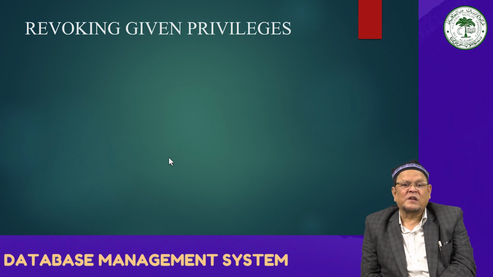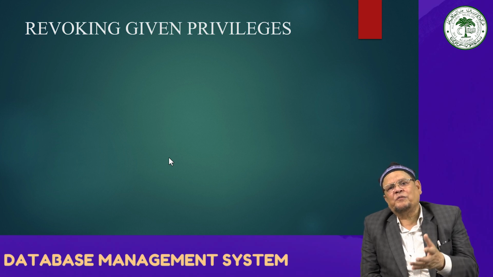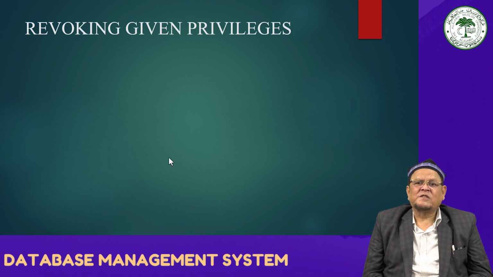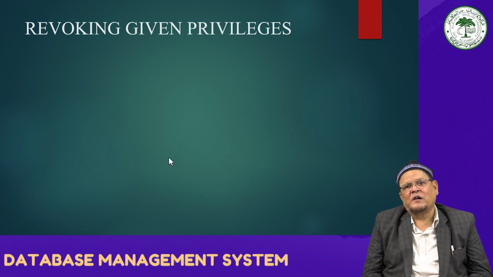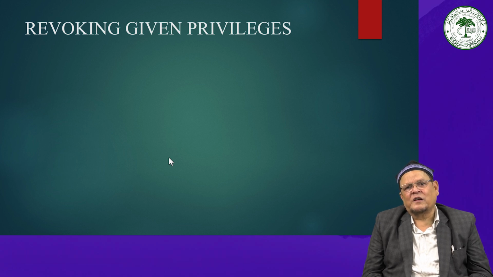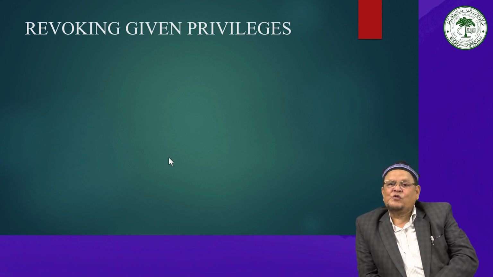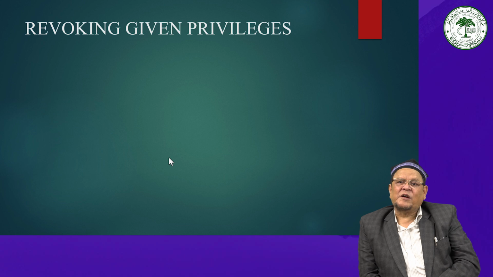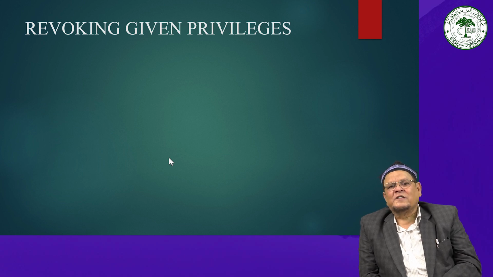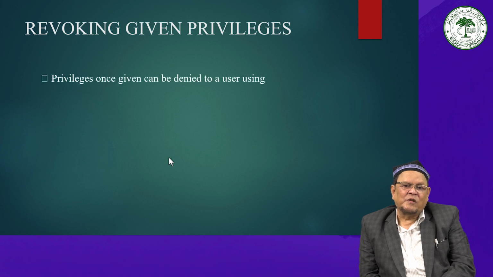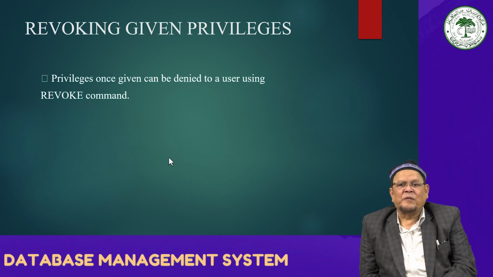Then you can revoke the given privilege. Then you have given a privilege, but sometimes the user you have appointed in your organization becomes an employee of that. So you have to give a retrieve access privilege. You have to increase the privilege so that he can see the data also on the screen. The privilege once given can be denied to a user using the revoke command.